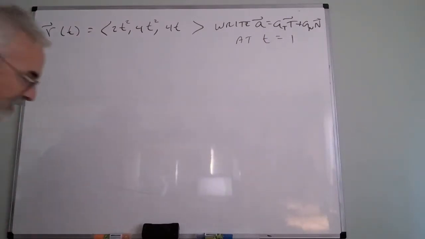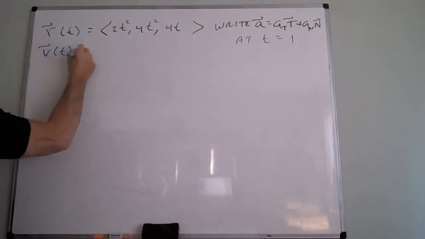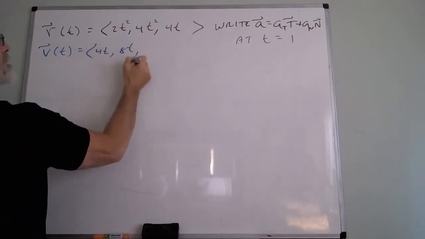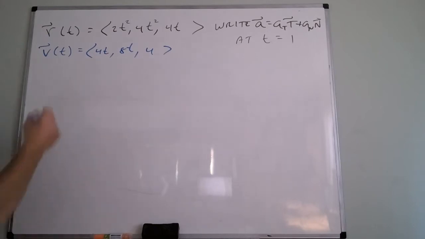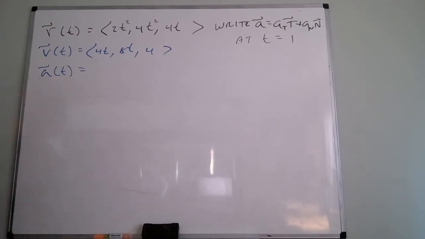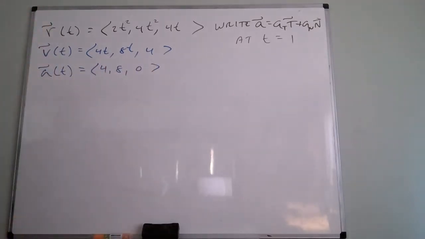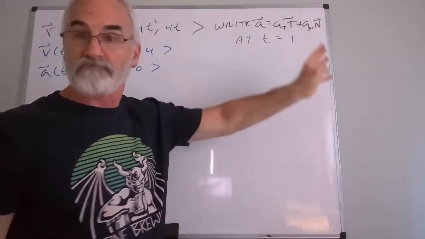The first thing I need to do is find the velocity vector. That would be 4t, 8t, 4. Now, the acceleration vector will be important, so let's find it now. We may or may not end up using this directly. If we decide to do the dot product and the cross product, then we will need it. So this would be 4, 8, 0. At some point, we'll need to evaluate both of these at 1 if we do the dot product and cross product. That's okay.